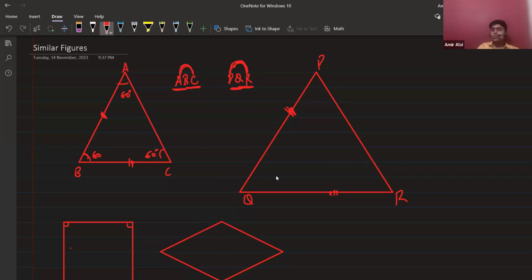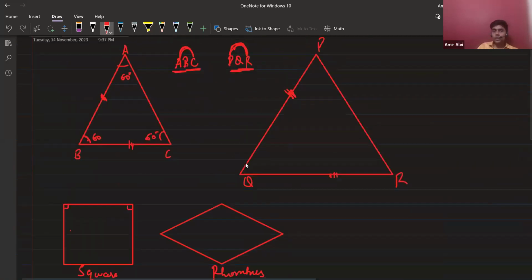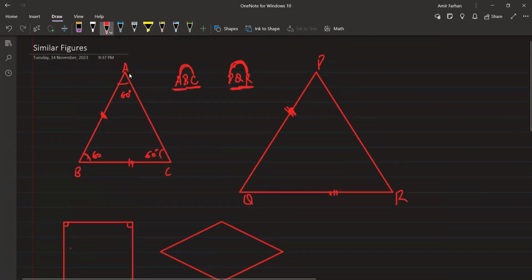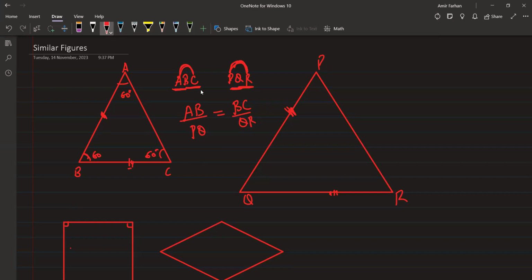So if any two sides are proportional, you can say AB by PQ is equal to BC by QR. These are the two sides, proportional. And if one of the angles is equal, suppose this angle B is equal to this angle Q, corresponding to this, because the naming suggests that angle B is representing angle Q.